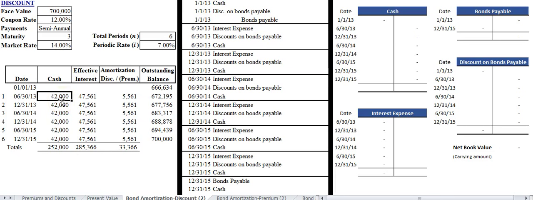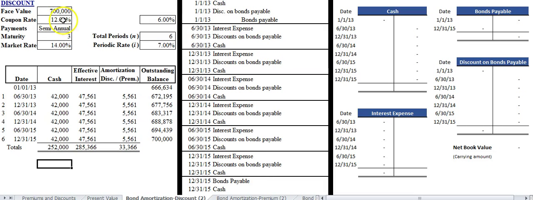How do I get that $42,000 in cash? 700,000 times 6%, because this is my periodic rate. And I should have put periodic rate here, but I didn't. Let's see if I could do this. This is the periodic rate, and the periodic coupon rate will be 6%. This is the periodic market rate. So if I go 700,000 times 6%, let's do that down here just so that you can see. 700,000 times 6% is 42,000, right? So that's what we're paying every 6 months, because this is not going to change, okay?